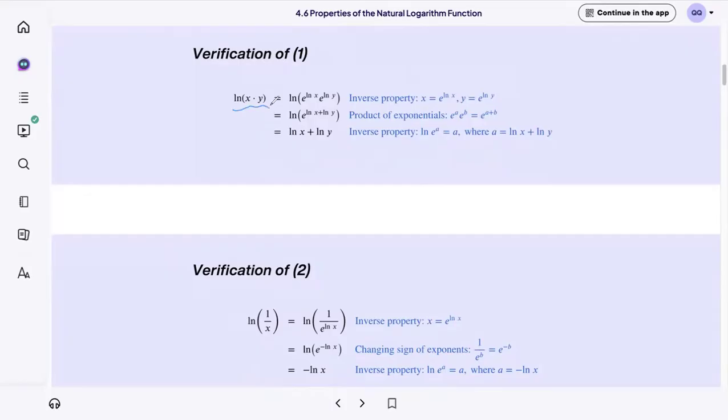If we have ln of x times y, we can verify, we can prove, right? Remember, x can be written as e to the ln x, y can be written as e to the ln y. Then we can write it as e to the ln x plus ln y, right? Then we can rewrite, remember that comes from this: e to the a plus b equals e to the a times e to the b. Then we can pull this exponent up front. Then we are just left with ln e. Well, ln e is just 1. 1 times ln x plus ln y is still ln x plus ln y.